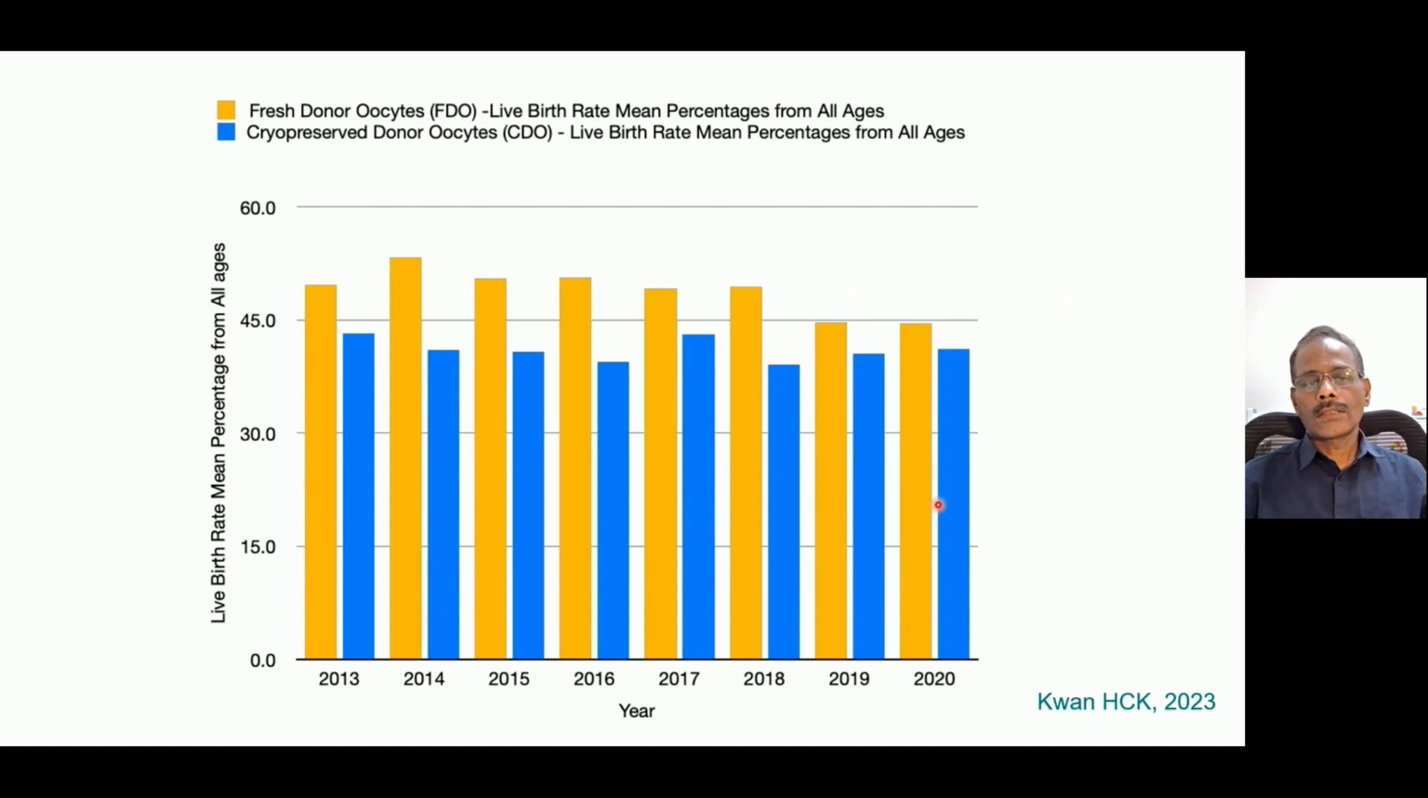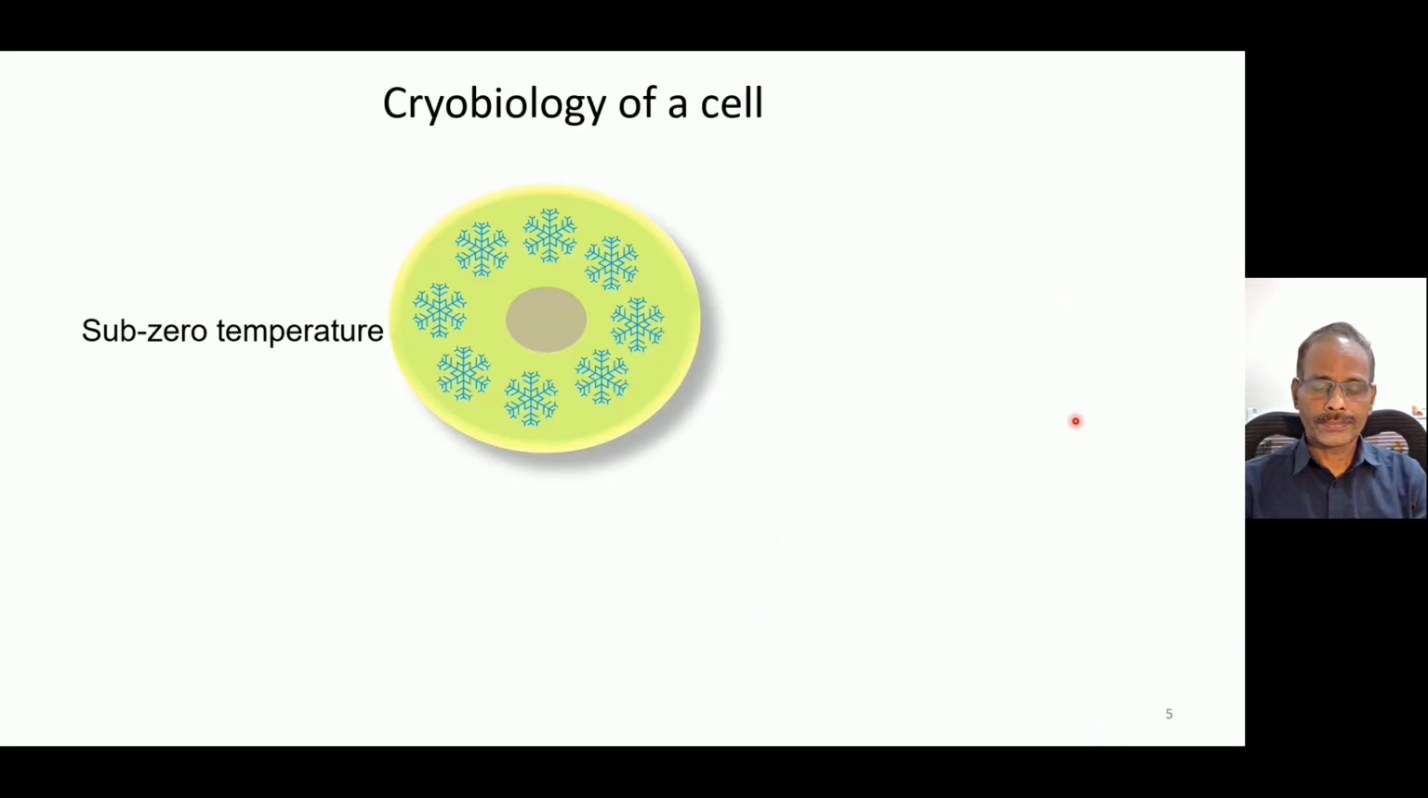But when you look at the clinical outcome, the live birth rate between fresh and cryopreserved donor oocytes, consistently, the pregnancies from frozen oocytes are lower compared to fresh oocytes. And this could be attributed to the process of cryopreservation. So it's also important to understand the cryobiology of a cell before we go further.